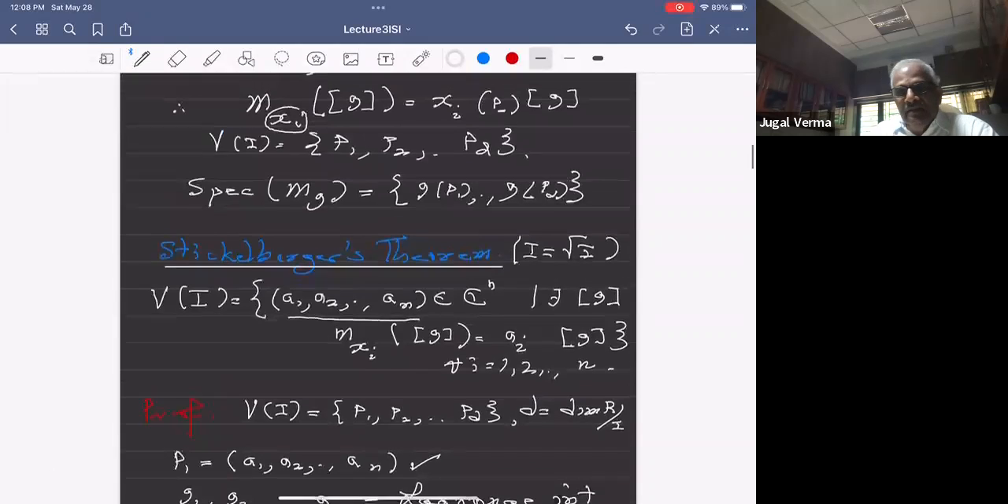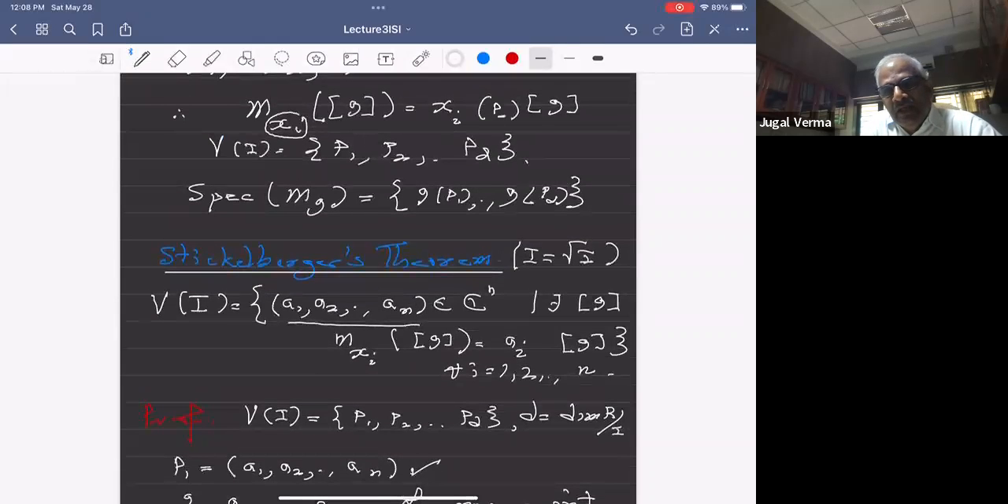So that's the interesting theorem of Stickelberger, and we have made use of the Nullstellensatz everywhere. R mod I is finite dimensional if and only if there are finitely many solutions. And we used some facts from linear algebra, that commuting operators have common eigenvectors. Any doubts before I move to the next topic?